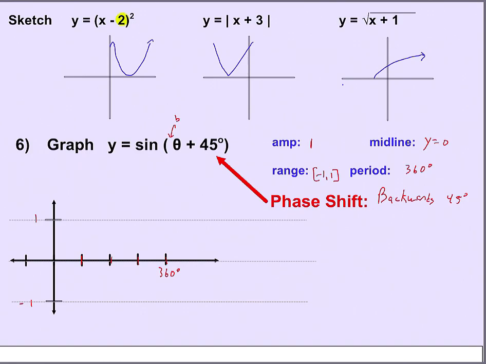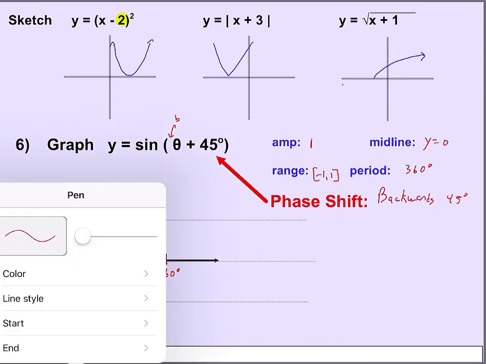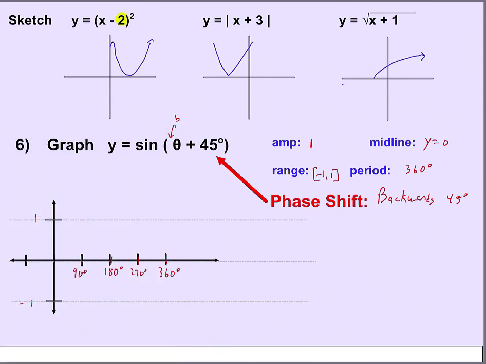Of course, there was no horizontal squeeze or compression here, so the period is a regular 360 degrees. We can cut it in half again, so that each one of our quadrants is 90 degrees. Everything here is, so far, just the parent function of sine. And we know sine starts at the midline, goes to the max, back down to the midline, down to the minimum, back to the midline. And here's where the phase shift comes in. Notice how everything I've done so far is the exact same. It's the very, very last thing before connecting the dots where the phase shift comes in.